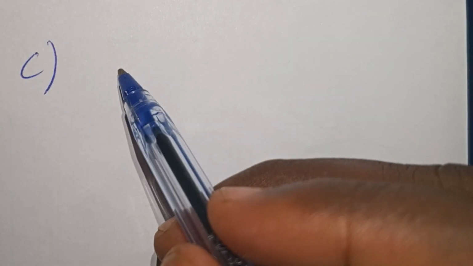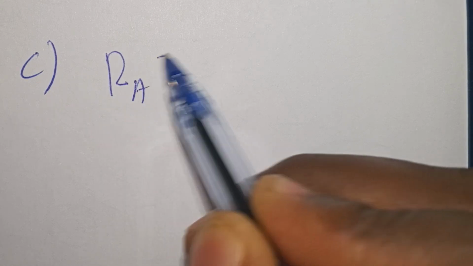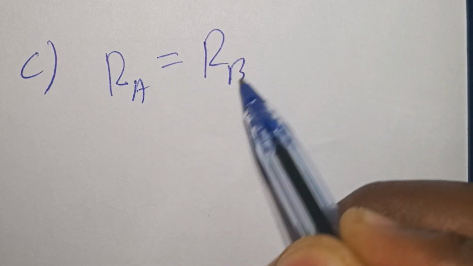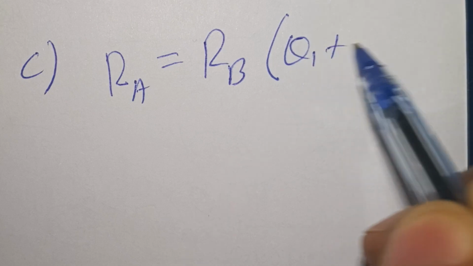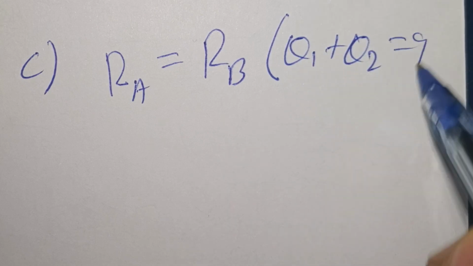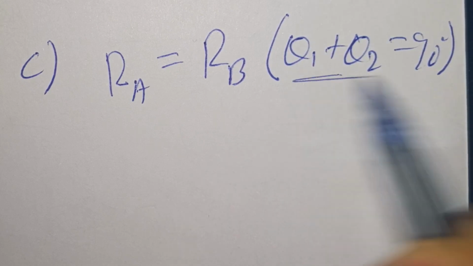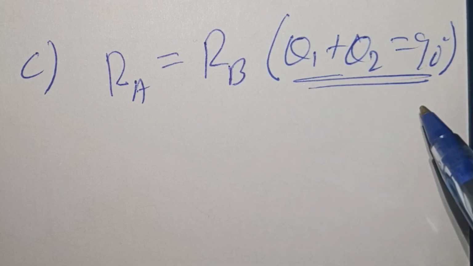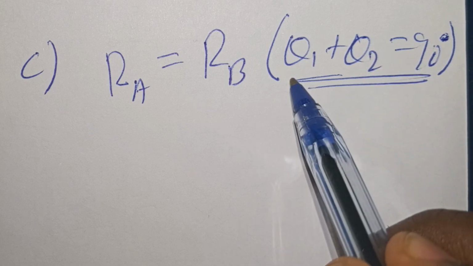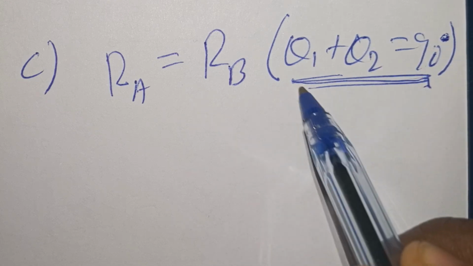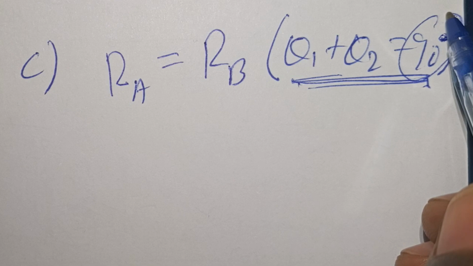So alternative C says that the ranges of the two balls, that means the range of ball A must be equal to the range of ball B when the sum of theta 1 plus theta 2 is equal to 90 degrees. So this is always true for any complementary angles. That means complementary angles are the two angles with the sum equal to 90 degrees.